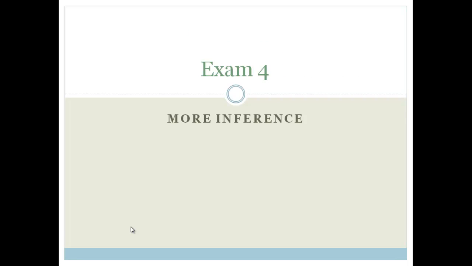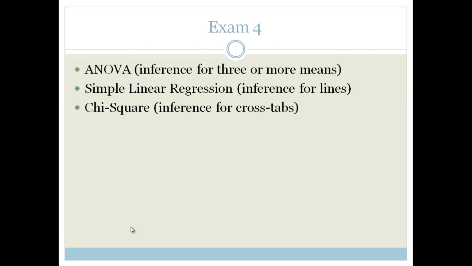Exam 4, more inference. Now we'll talk about inference for three or more means. We had the difference between two means. Now we'll go beyond that to three or more means. The chi-square, I'm kind of skipping down to the chi-square, you can think of as extending the two proportion case. So crosstabs, we might have proportions from three groups or four groups, and actually it might be a little bit more than that even.